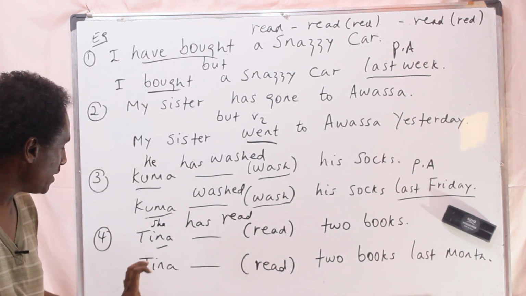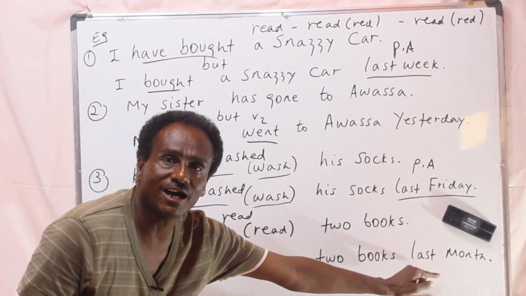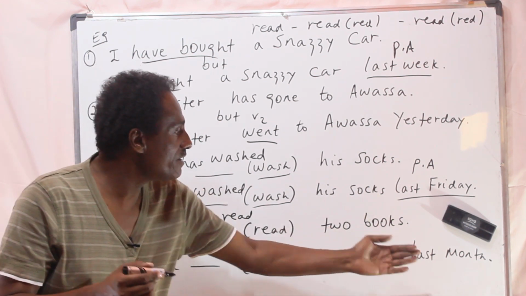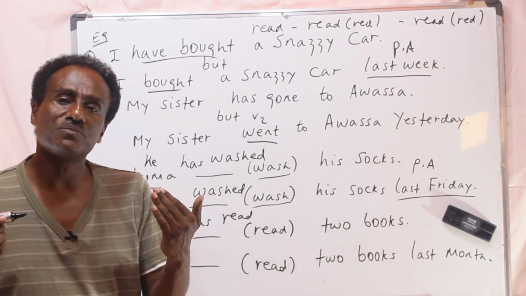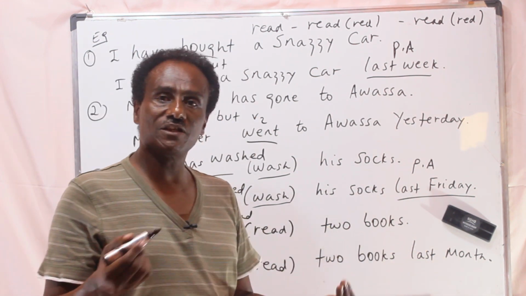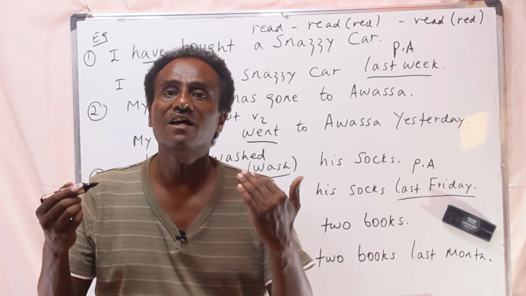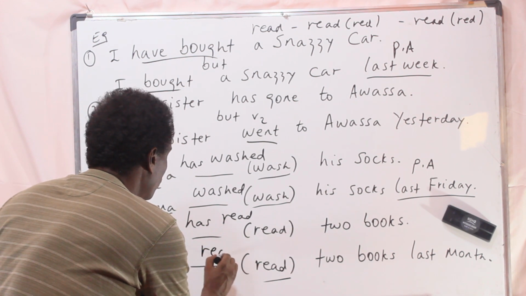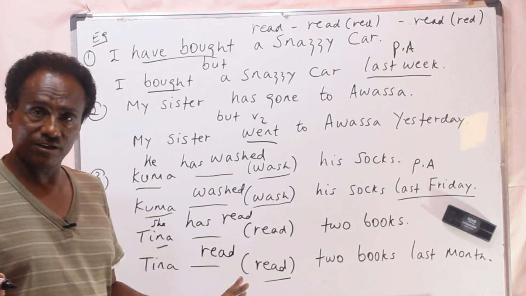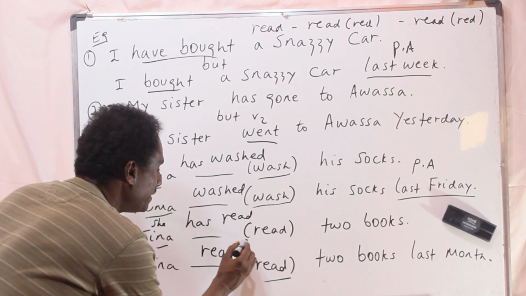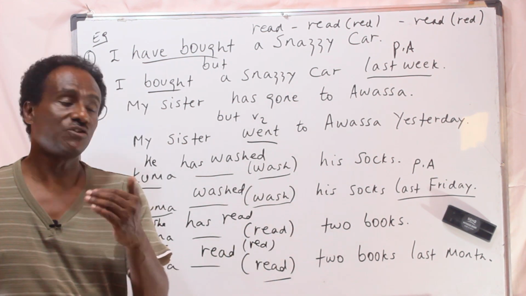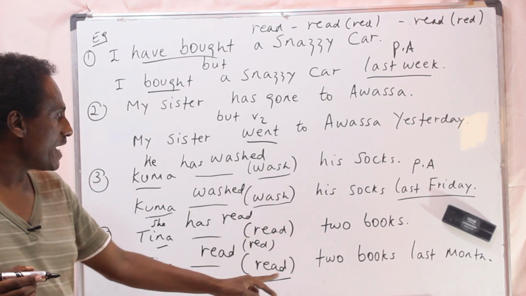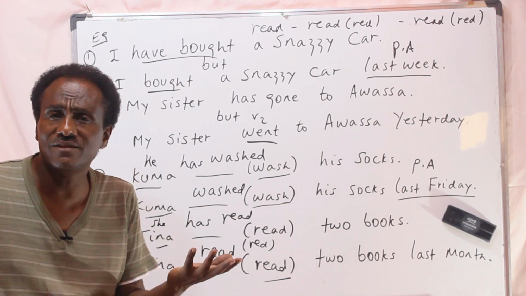Right? So let's hear. Tina read two books when? Last month. We have here last month, a past time adverb. So it is simple past. It is read, pronounced as read. Right? You read it as read. Simple past. Tina read two books last month. Easy, huh? Got it?